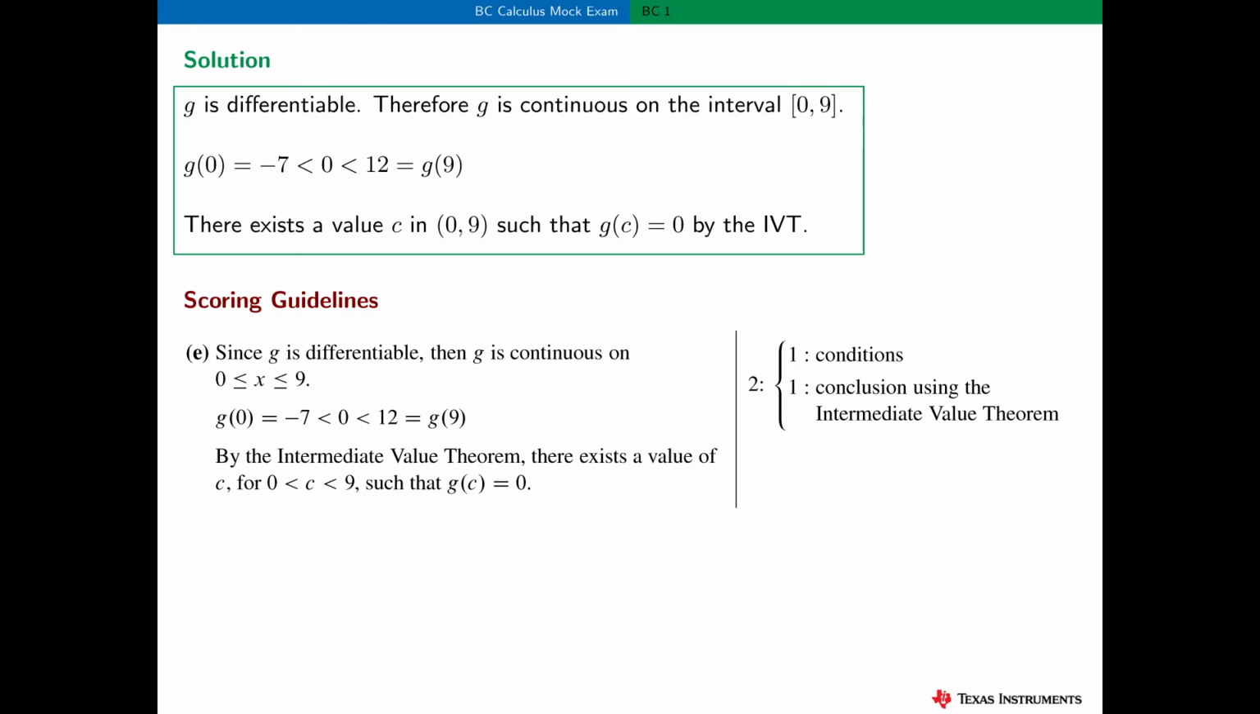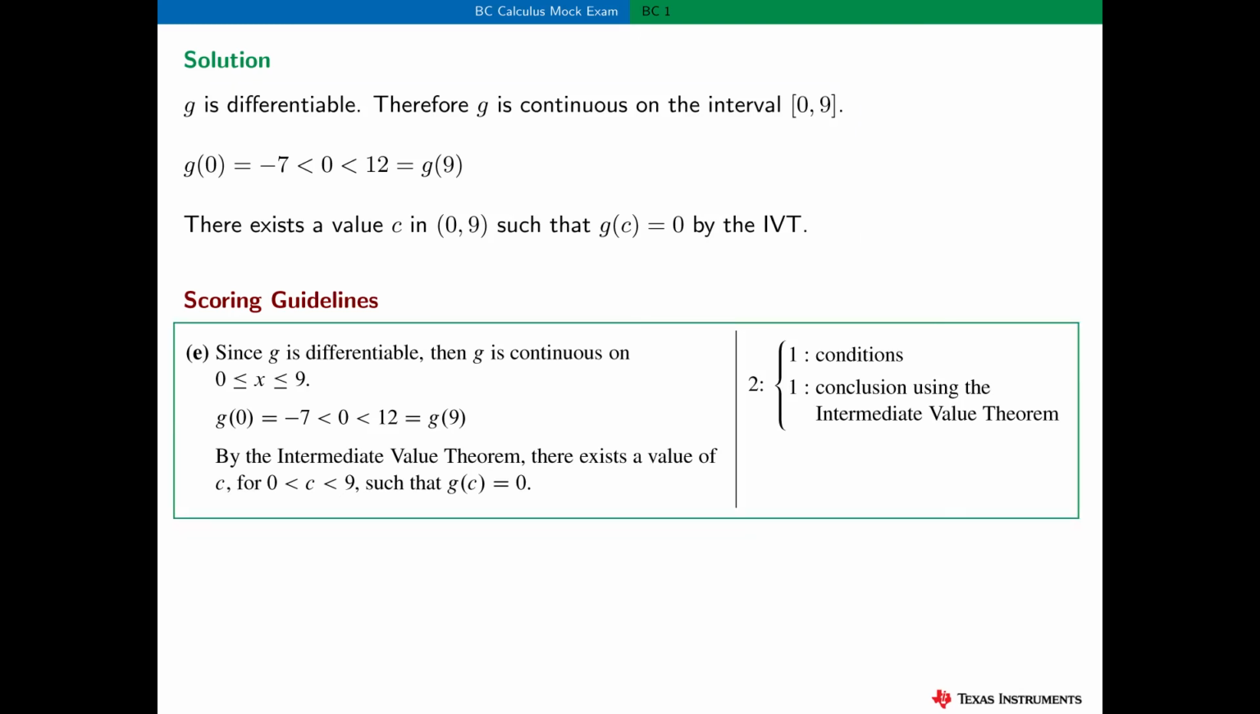Here's a solution to this problem. We're given that g is differentiable. Therefore, g is continuous on the interval 0 to 9. Next, notice that 0 is between g of 0 and g of 9. Therefore, by the Intermediate Value Theorem, there must be at least one value c in the open interval 0 to 9, so that g of c is equal to 0.